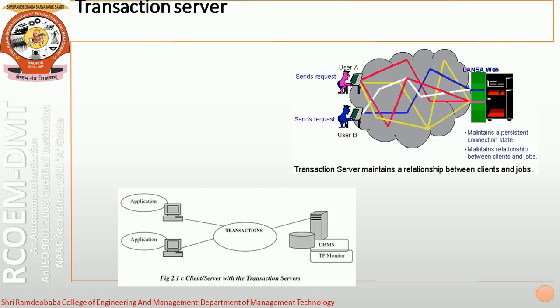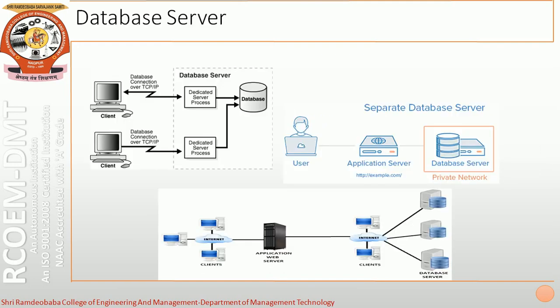Here's another example: these are two applications, then the transaction is taking place, and then the database management system. So we have a separate server for the database, and one for transaction processing. Now this is your database server. These are the two clients connected to the database server, communicating over a TCP/IP network. This is the separate database server.